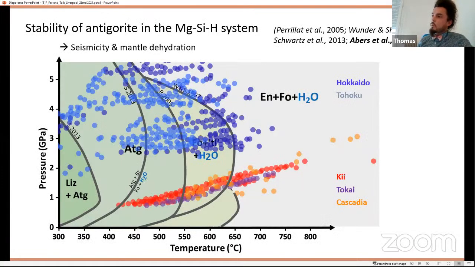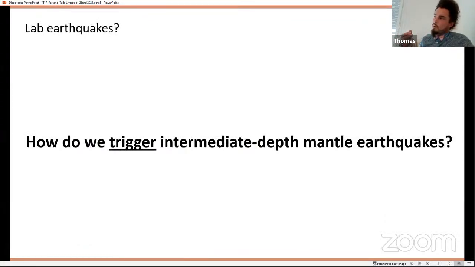So the question from this is, what is the link between dehydration, the destabilization of this hydrous mineral, and the earthquakes? And the question that we can address in the lab is, how do we trigger intermediate depth mantle earthquakes?